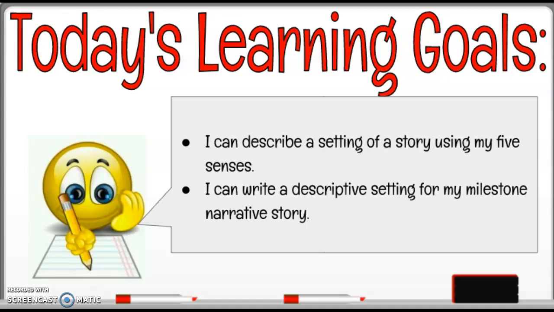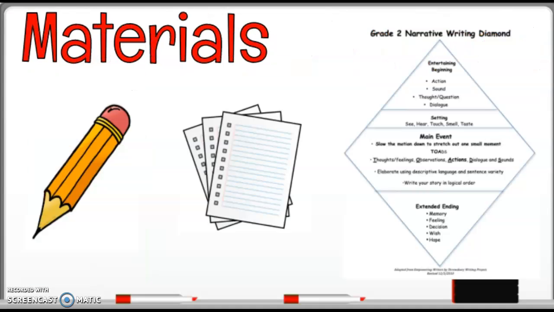Great job. So the materials you're going to need today are a pencil and paper, and your narrative writing diamond. We want to remind ourselves the part of the narrative diamond that we're working on, which we will talk about in just a minute. You're also going to need your planning page from yesterday and sticky notes if you use them to write down the words you are going to use.